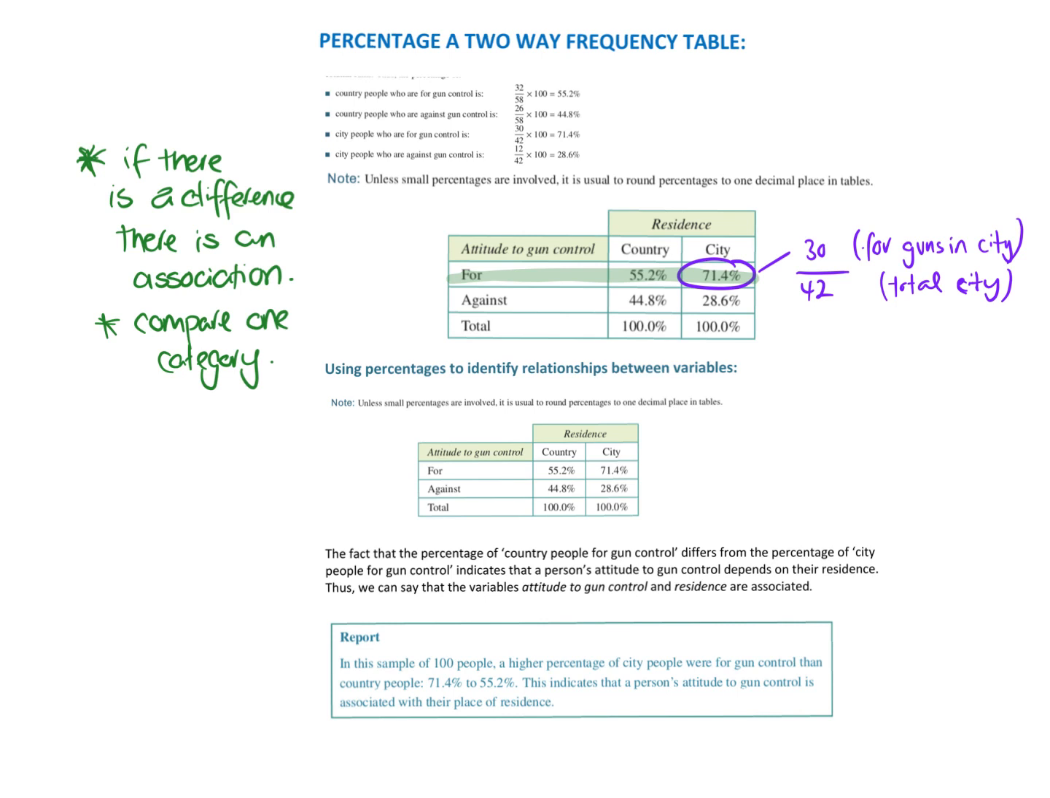Down here, they've explained that out. It says the fact that the percentage of country people for gun control differs from the percentage for city people for gun control indicates that a person's attitude. So we're just saying it indicates, we're not saying it causes it. We're looking at the study and saying, yep, this is what the study shows, that when you change venue of living, you can see a change in attitude for gun control.